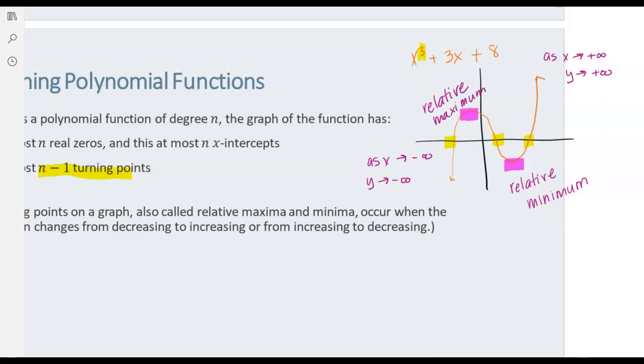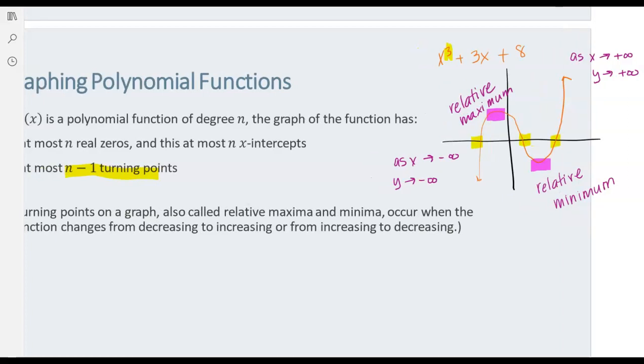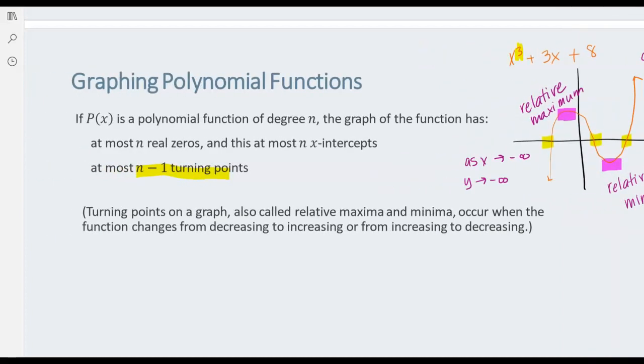Those are called turning points, and there are at most n minus 1. So n is 3. In this case, we have 2 turning points. So it's 1 less than the degree. Now, depending on how the graph looks, it might not end up looking that way. It might be that there are fewer than that, but that's the most that we could have.